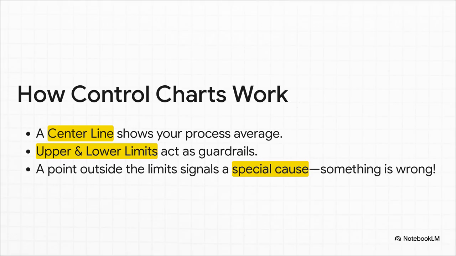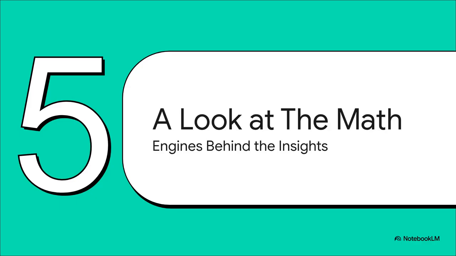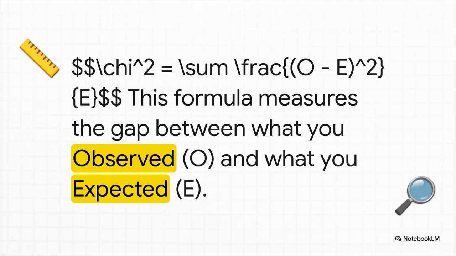Okay, we've been focused on the what and the why, but I want to give you a quick peek under the hood at the actual math, the engines that make all these tools work. Don't worry, we're not going to do any calculations. We're just going to appreciate the engineering. Here it is, the chi-square formula. And you can see our logic right there in the letters, can't you? It's literally just calculating the difference between O, what you observed, and E, what you expected, and then adding it all up. That's it. That's the little engine that measures the gap for us.